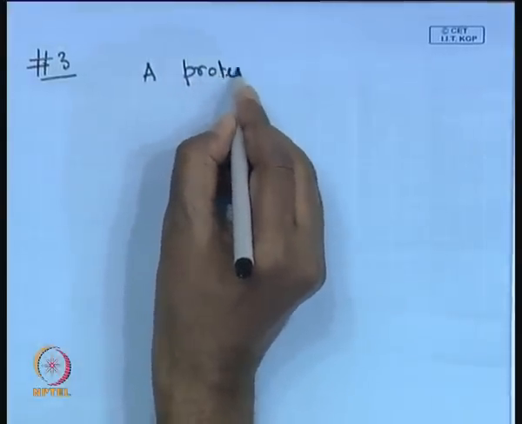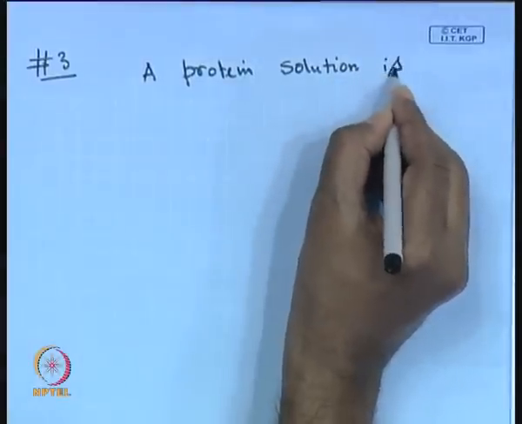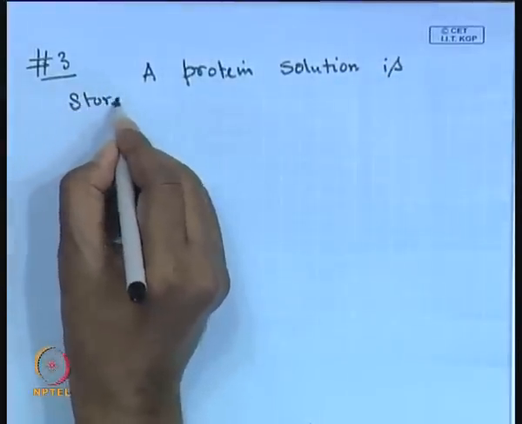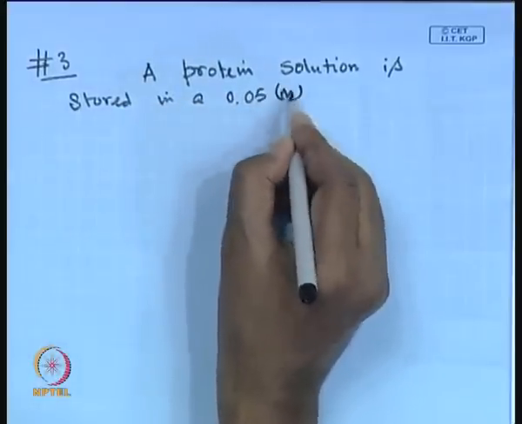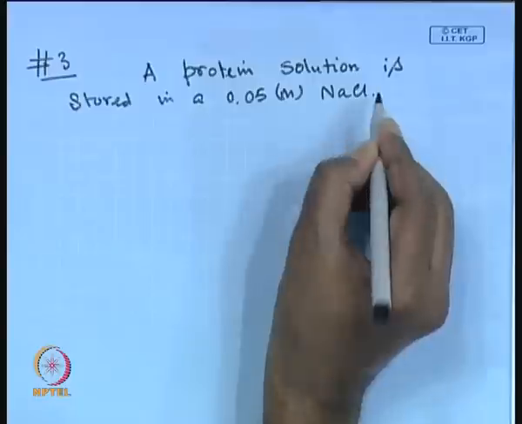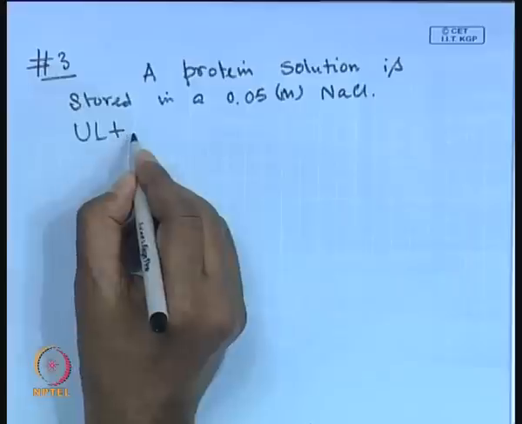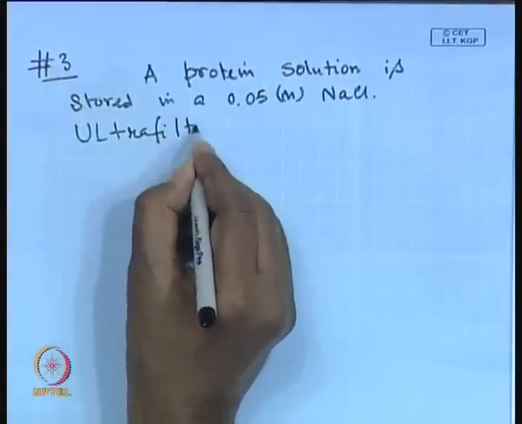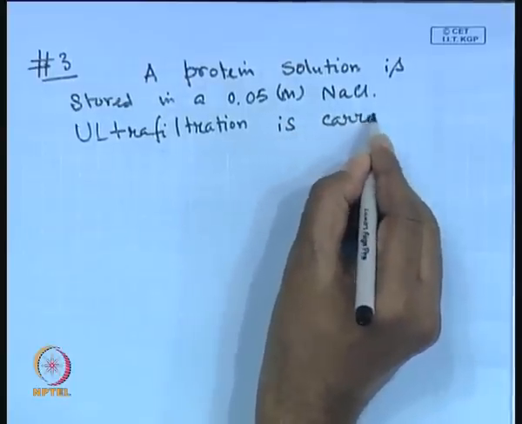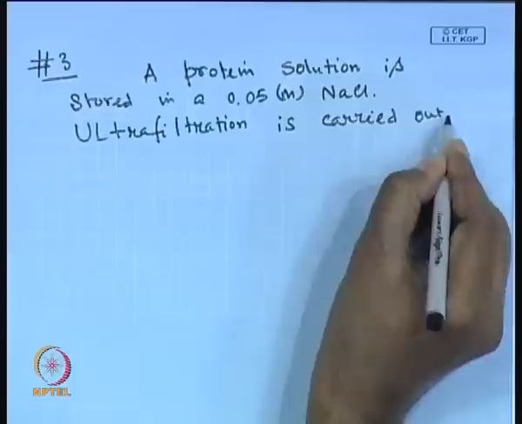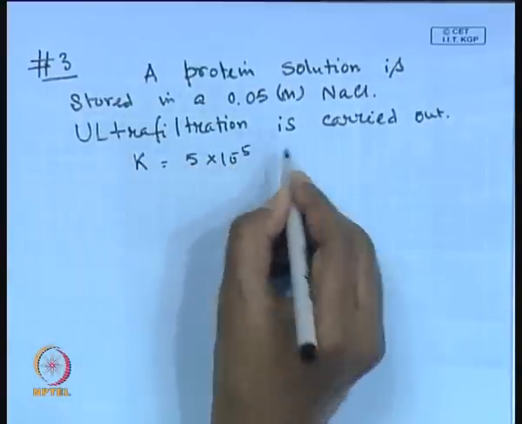that is stored in a 0.05 molar NaCl solution, and it is being filtered. Ultrafiltration is carried out with a mass transfer coefficient k of 5 into 10 to the minus 5 meter per second.